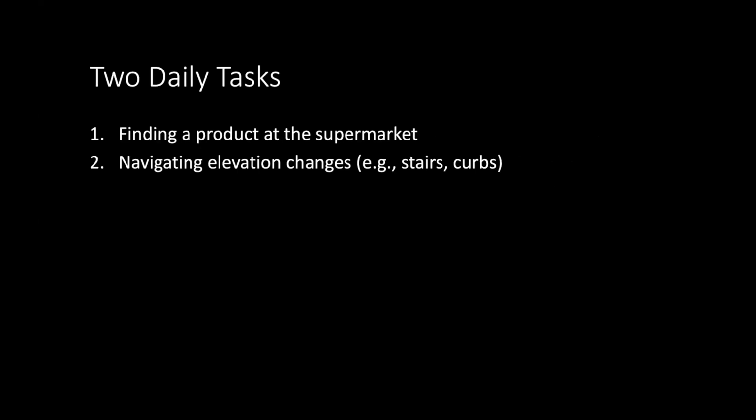So in this talk, I'm going to discuss the work we've done to support two specific tasks. And the first task is finding a particular product in a supermarket. The second one is navigating elevation changes. So for example, stairs and curbs, anytime there's a change in the level of the surface ahead of you when you're walking.